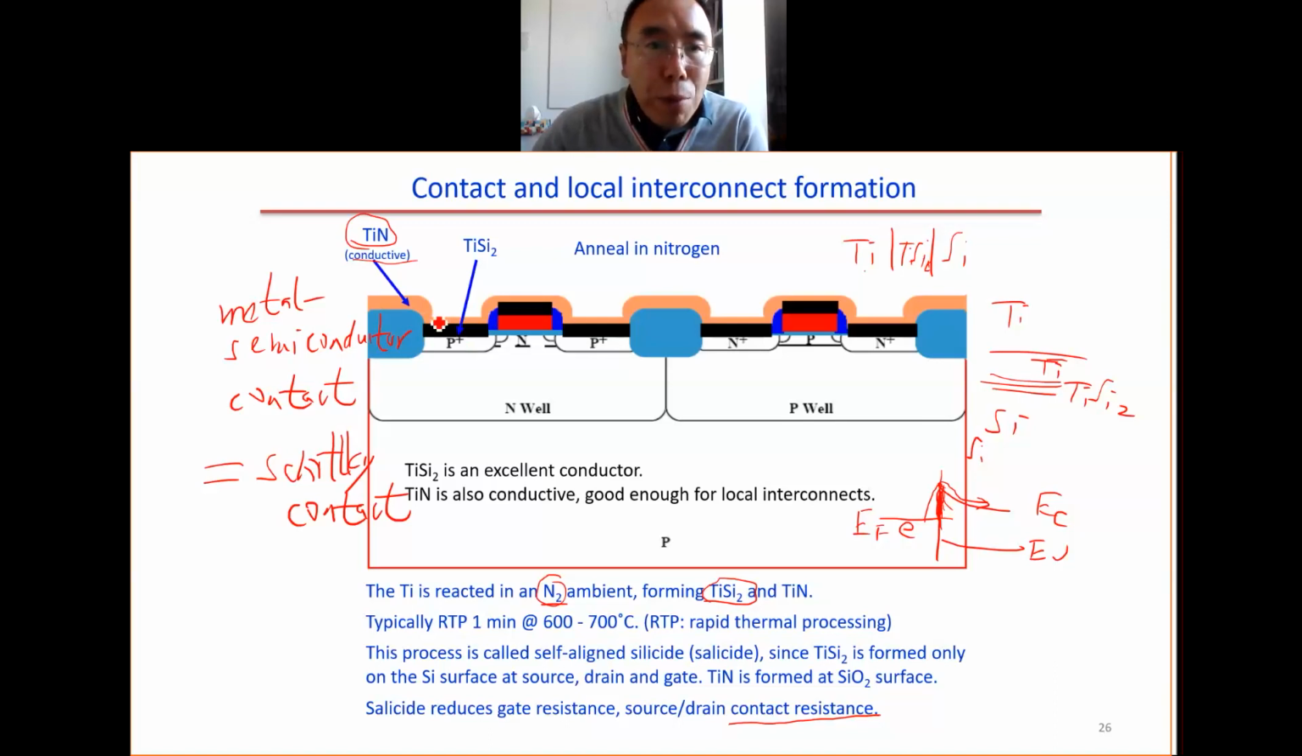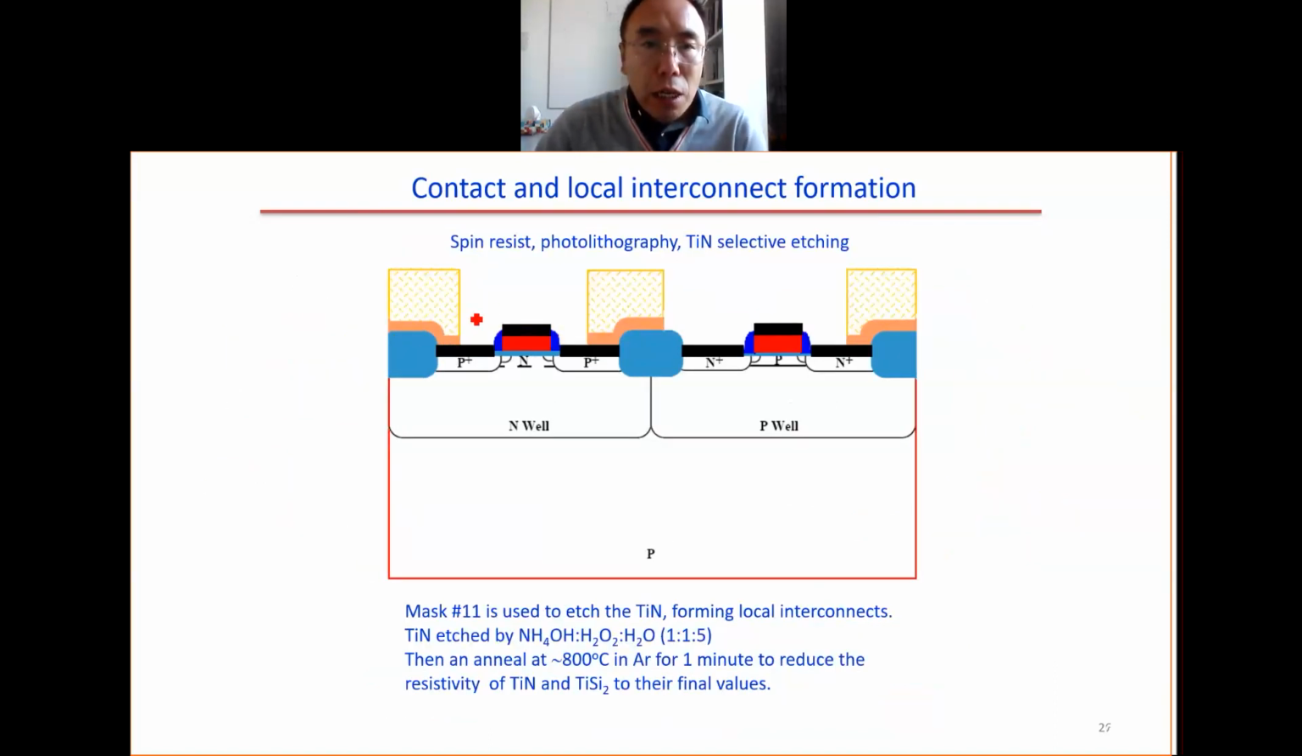Next, we will pattern the metal layer here. So we do spin resist, photolithography. We etch the titanium nitride. In this case, it's etched by a wet etch, ammonium hydroxide, hydrogen peroxide, and water, 1:1:5. This is also called RCA cleaning. We will learn about RCA cleaning later on. So you etch the titanium nitride, and it will leave behind the titanium. So here is titanium silicide. Here we have titanium.